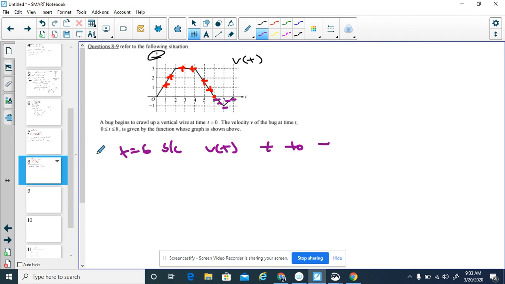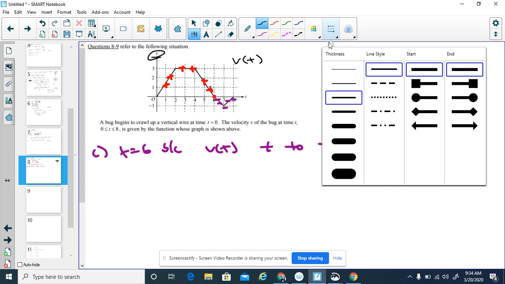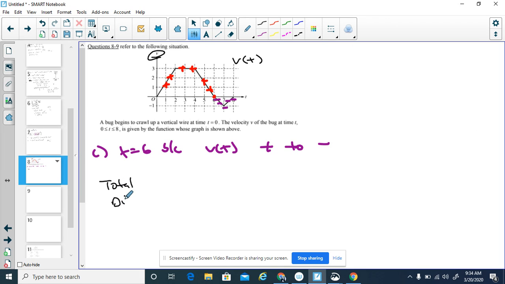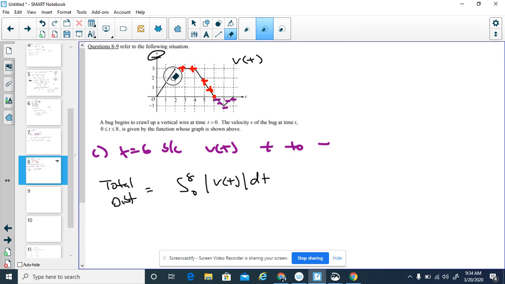Okay, on question choice C. All right, so now we're on 9. So what's the story with 9? 9 says, what is the total distance the bug traveled from 0 to 8? So again, you see total distance, and you should think automatically in your brain, oh, total distance, you told us to remember, that's the integral, in this case, from 0 to 8 of absolute value of v of t dt, right? That's total distance.